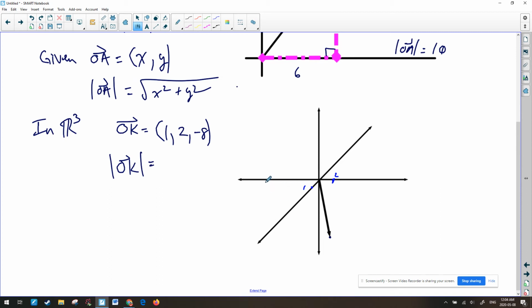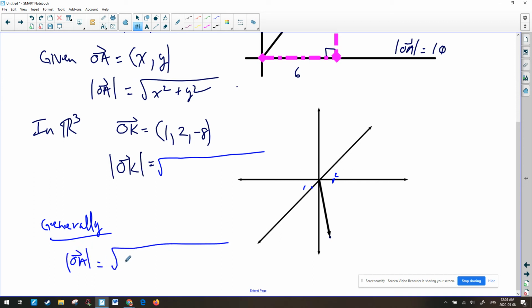Interesting thing about the Pythagorean theorem, it extends into further dimensions. Let's do the general case, and then we'll do this exact case. If we had the magnitude of OA, it's going to be equal to the root of x squared plus y squared plus z squared. It's actually a really cool thing to prove, but I'm not going to dedicate the time. Just take it for granted that that's what it is.